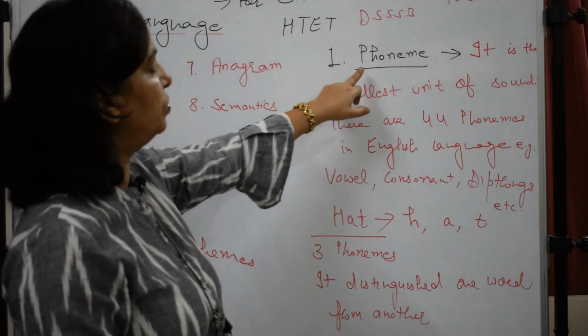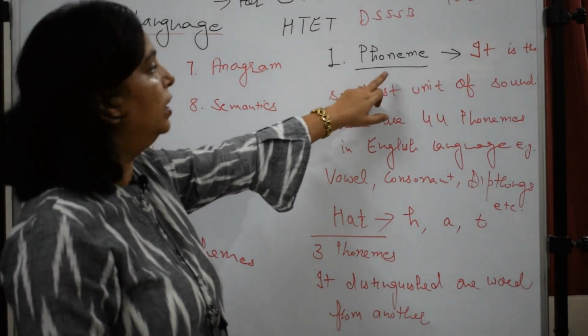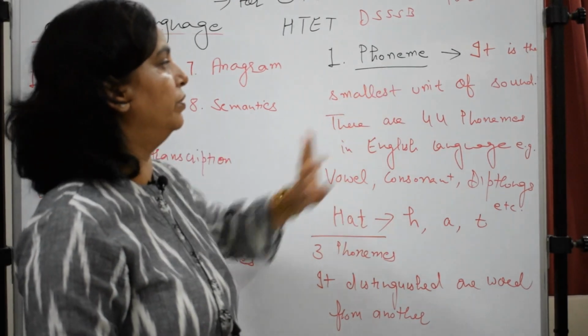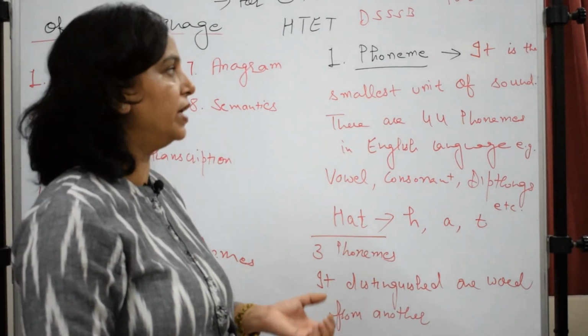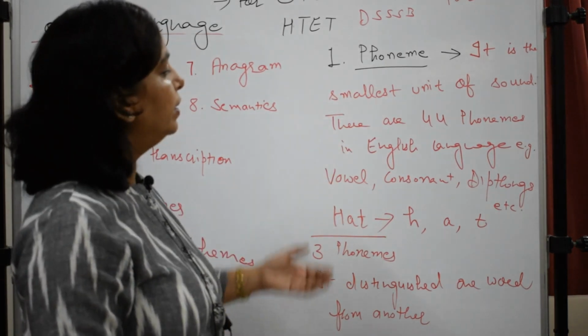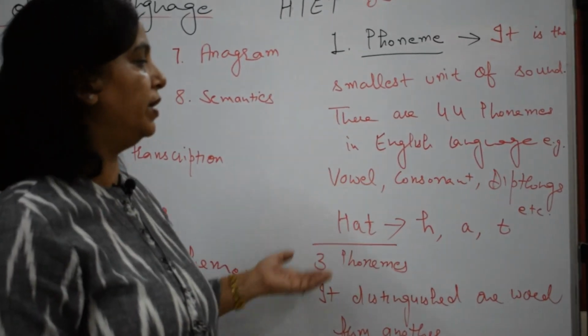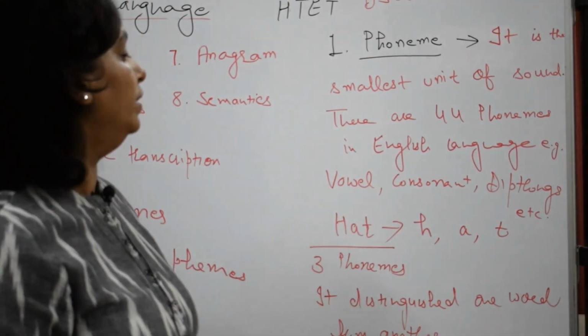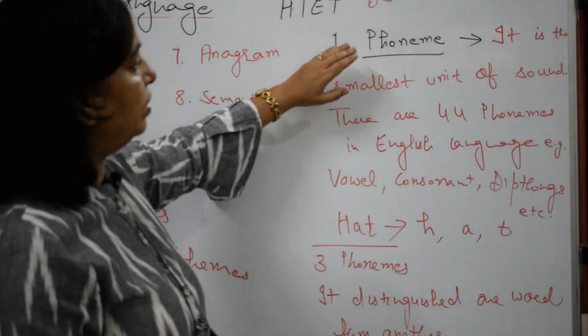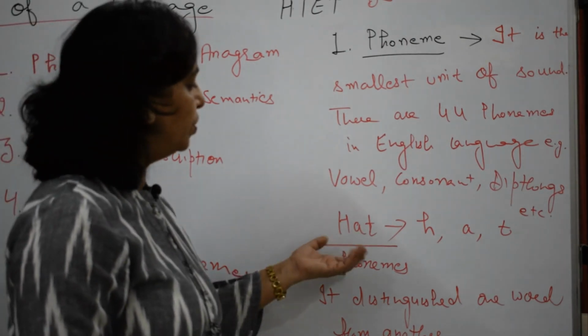Phoneme means, as you know very well, phone means hearing, sound. It is related to sound. It is the smallest unit of sound. भाषा की सबसे छोटी इकाई जो है वो phoneme है. There are a total of 44 phonemes in the English language, like vowels, consonants, diphthongs, triphthongs. So we can know the phoneme by this word.